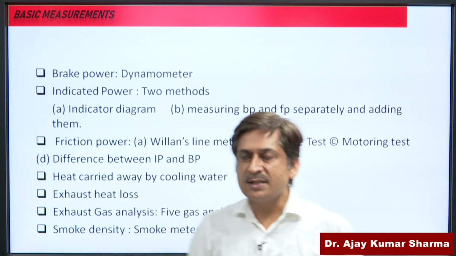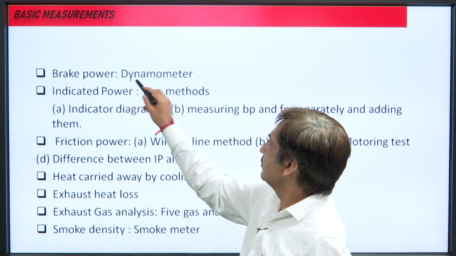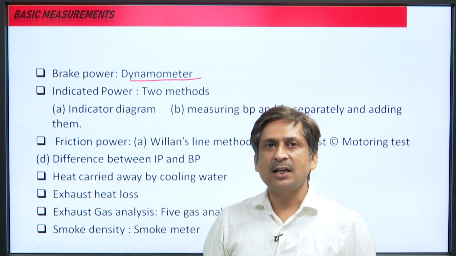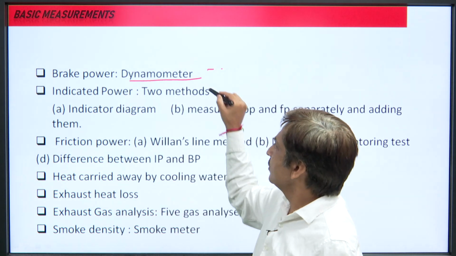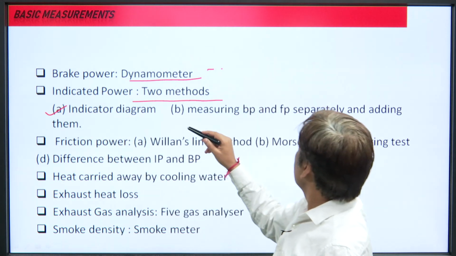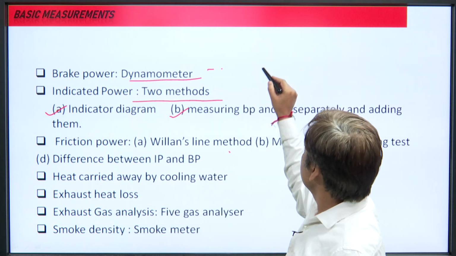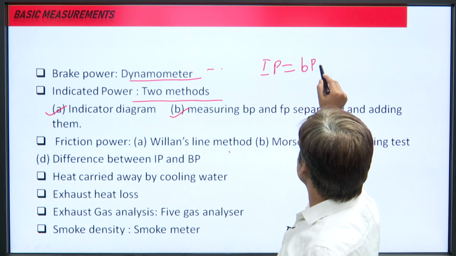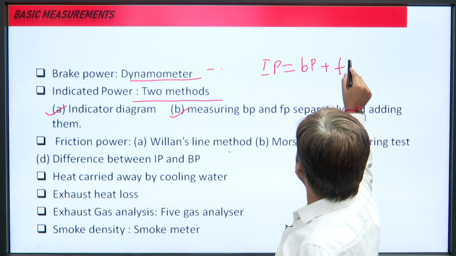Similarly, the brake power is measured with the help of a dynamometer. A dynamometer may be of hydraulic type or eddy current type. With the help of the dynamometer we can measure torque. Indicated power is measured with the help of the indicator diagram, and the second method is, because we know that indicated power is equal to brake power plus friction power.